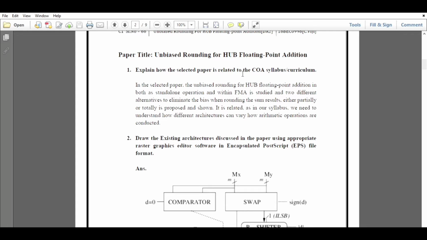Here is how the paper is related to the COA syllabus. In this paper, we study unbiased rounding for HUB floating point addition, both as a standalone operation and within FMA. We show two different alternatives to eliminate the bias when rounding the sum results, either partially or totally. We also present an error analysis and the implementation results of the proposed architectures to help designers decide what their best options are.